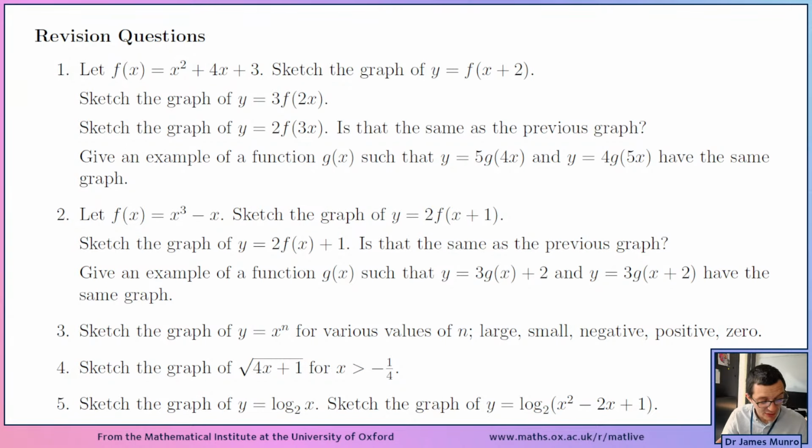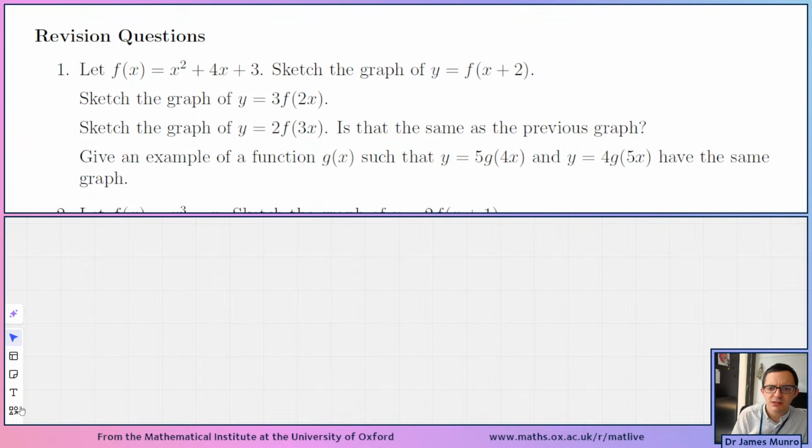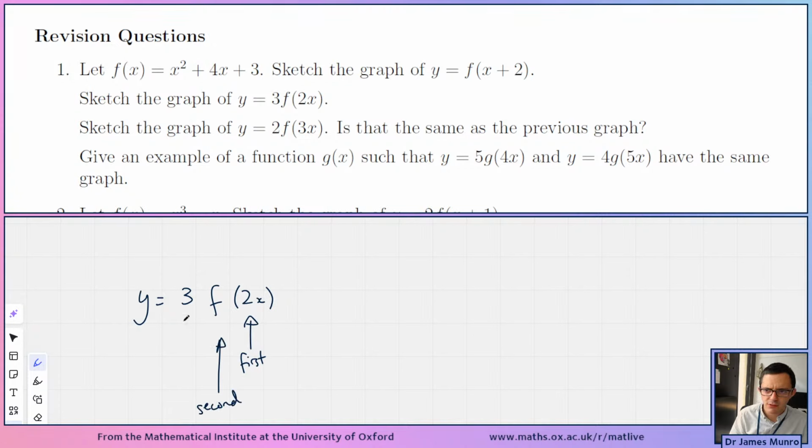When I see 3 times f of 2x in their question there, shall I go to the board? Yeah, let's go to the board. So when I see y equals 3 times f of 2x, then you do this first. You do f second, and you do the 3 third, rather fittingly. So you multiply by 3 at the end.